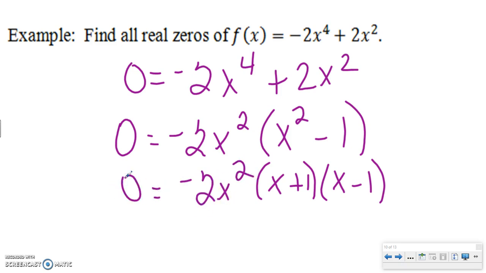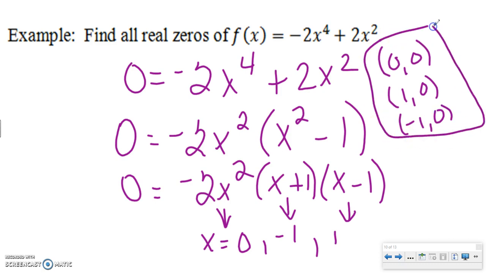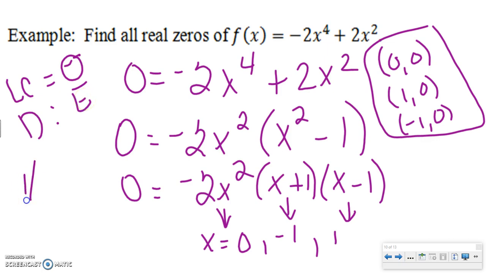So if I'm looking for the zeros of this function, here I'm going to have x equals 0, negative 1, and positive 1. So the ordered pairs would be 0, 0, 1, 0, and negative 1, 0. I also know that my leading coefficient is negative and my degree is even. So that tells me that my arrows are going to look like this. So I have a lot of information about what the graph looks like, and I basically haven't done much work at all yet.